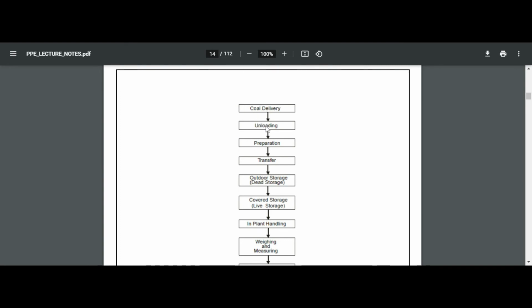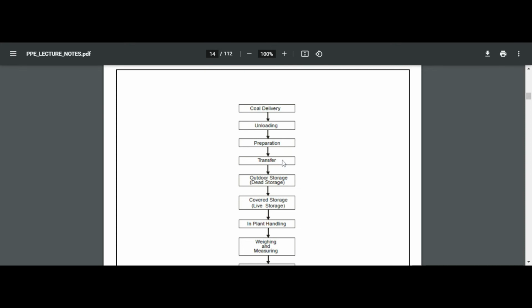And unloading. Unloading means we unload the coal from the truck or lorry, etc. Next is preparation. Preparation means sizing the coal into fine particles. For example, the maximum size of coal used in the furnace is 8 centimeters. That is known as preparation. We use crushers or crush mills for preparing the coal.